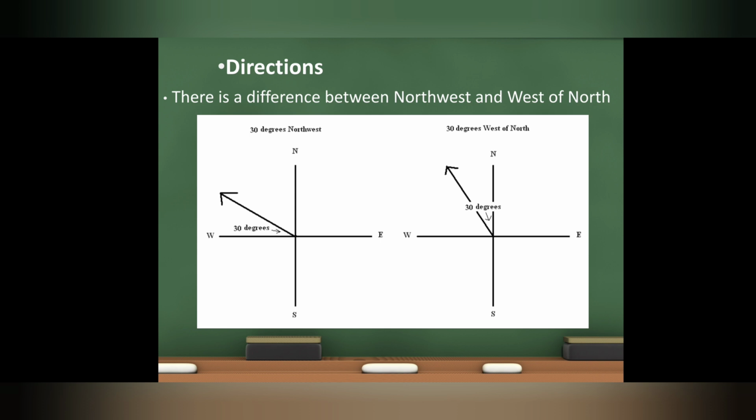Therefore, there is a difference between northwest and west of north, right children? So northwest is like 30 degrees, and west of north gives us west of this north, so 30 degrees to the downward arrow.